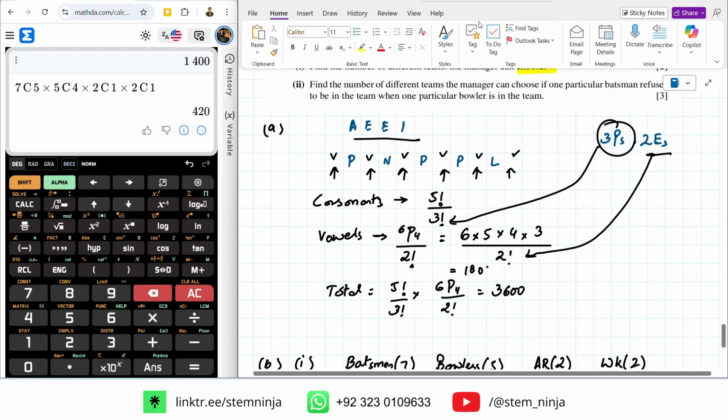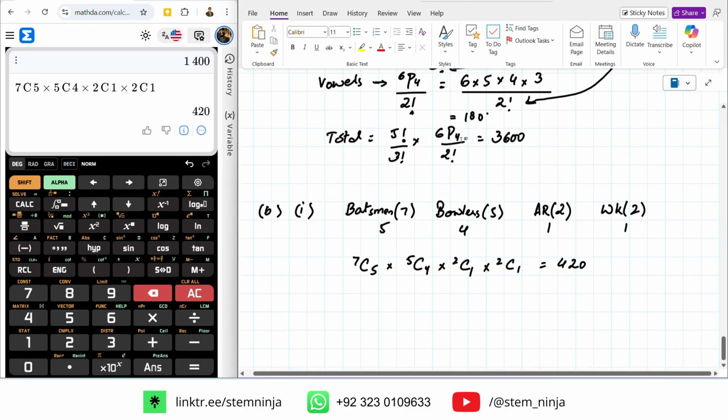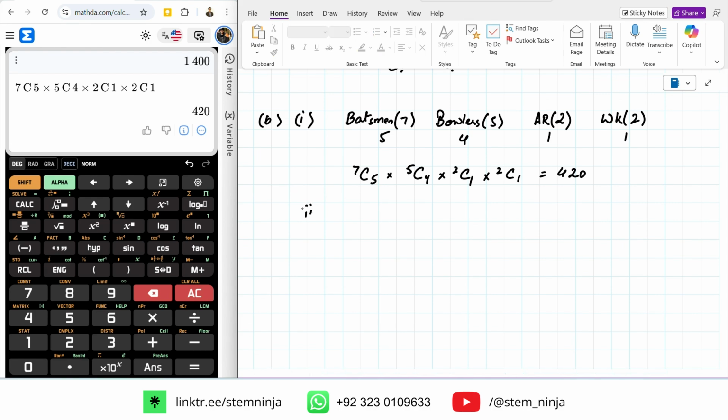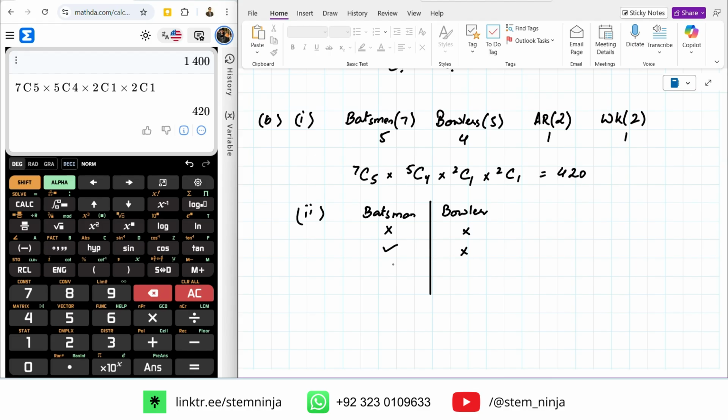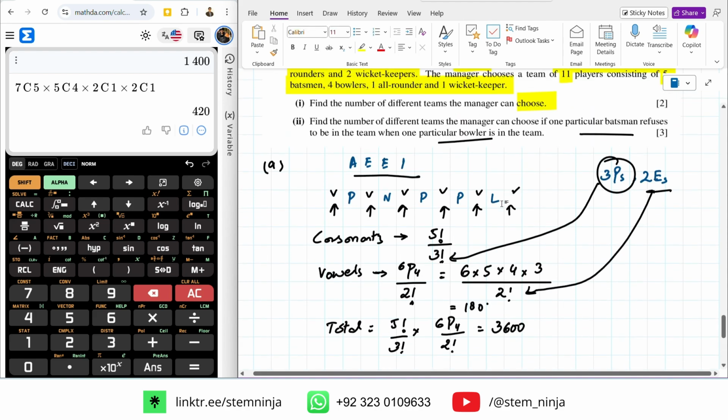Find the number of different teams the manager can choose if one particular batsman refuses to be in the team when one particular bowler is in the team. All right, so the possibilities over here. Let's go batsman, bowler. We can have both of them not in the team, or one of them in the team. So when both of them are not in the team, so that means, sorry, how many?